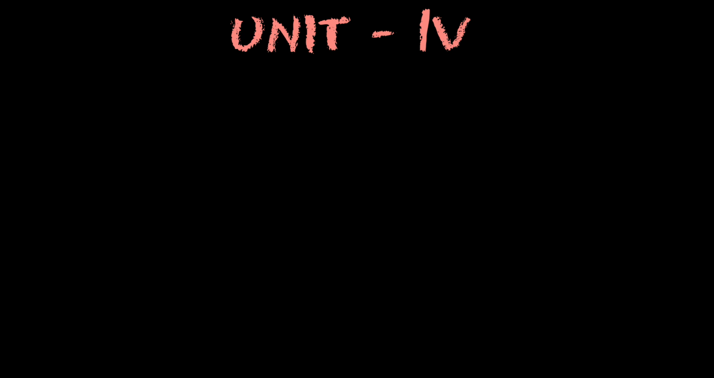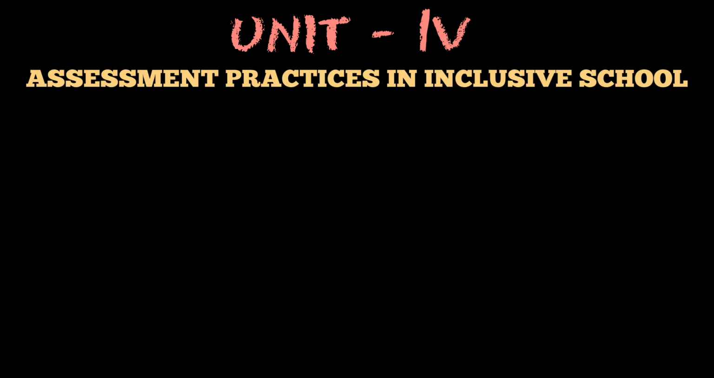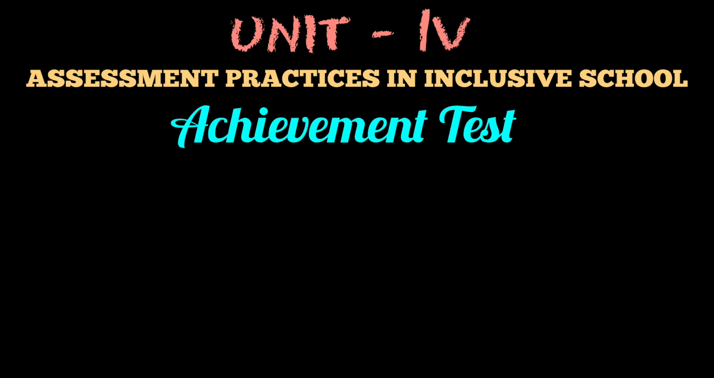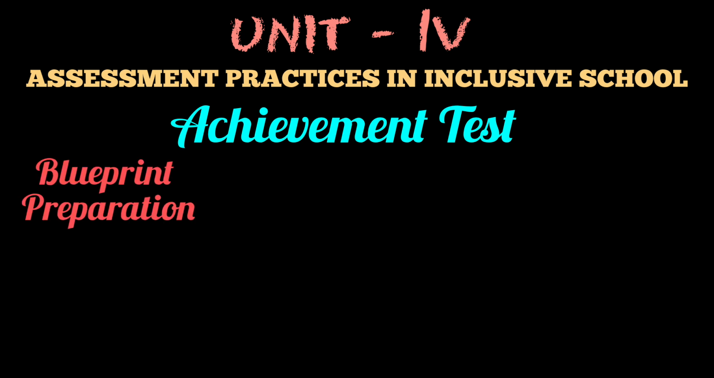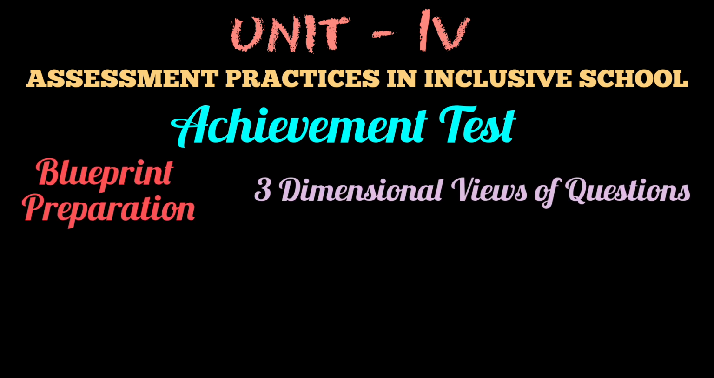Unit 4 is assessment practices in inclusive school. Then achievement test. How do we construct an achievement test? Before constructing an achievement test, for the portion that we have covered, we identify the teaching points. We write a blueprint for that. Blueprint means a three dimensional view of a question.